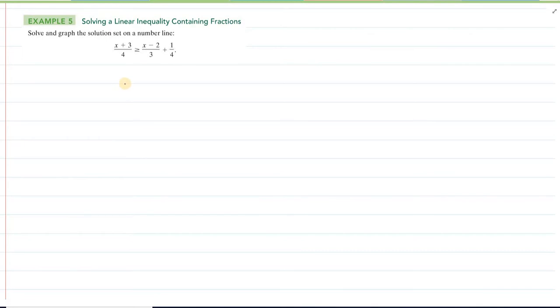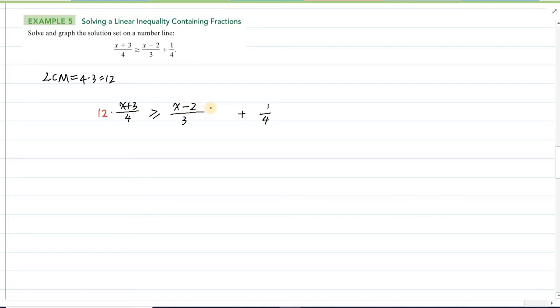Let's look at example 5. Solving a linear inequality that contains fractions. It's very similar to the linear equation. First of all, you need to find the least common multiple. In this case, we have denominators 4, 3, and 4. So that means the least common multiple is 4 times 3, which is 12. Now I'm going to multiply every single term by my least common multiple. So multiply every single term by 12.